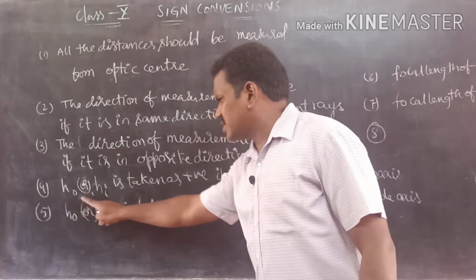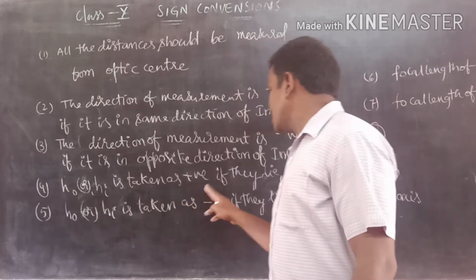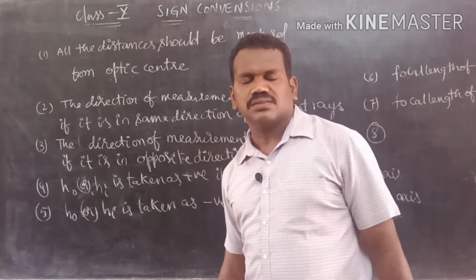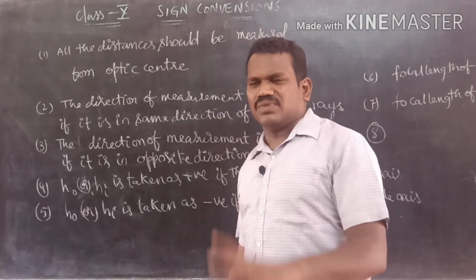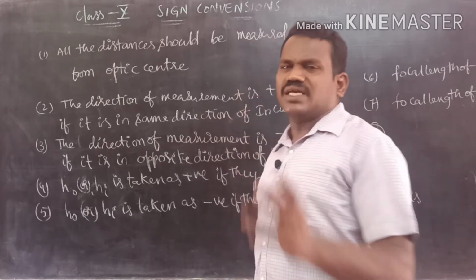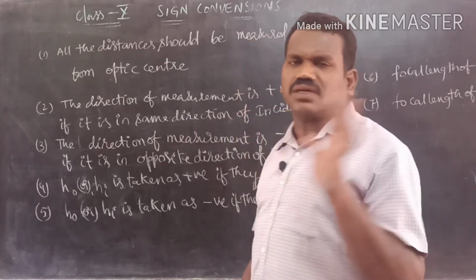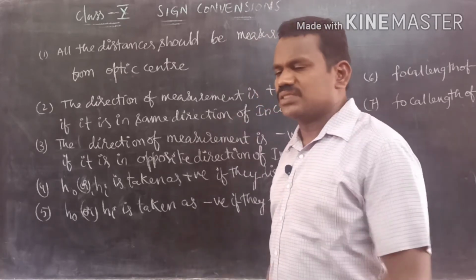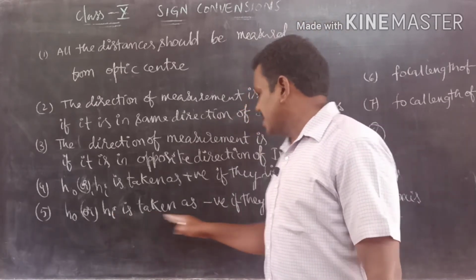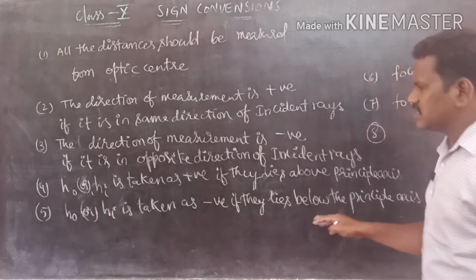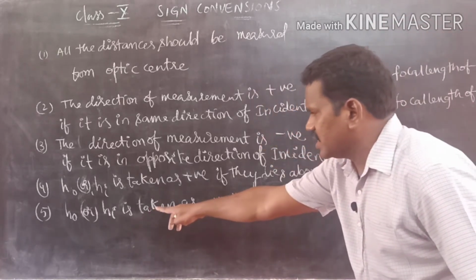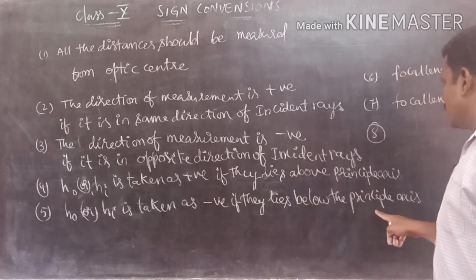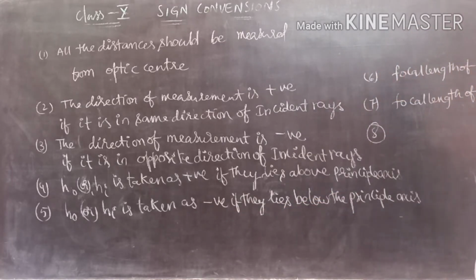The height of the object or the height of the image is taken as positive when it lies above the principal axis. Either it is a real image, virtual image, erect image or diminished image, these are all not the thing. If it lies above the principal axis, they are considered as positive. If it lies below the principal axis, the height of the object or height of the image is taken as negative.